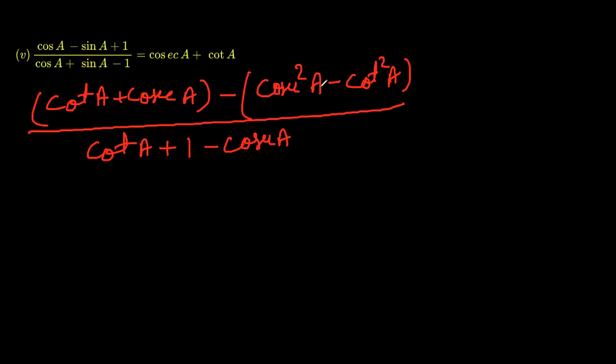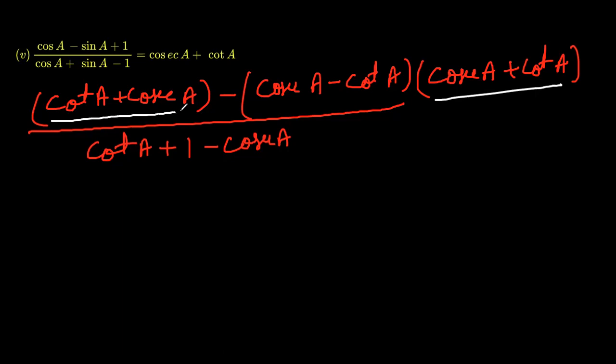Now we are going to factorize this. In place of cosec square A minus cot square A, we are going to write cosec A minus cot A, and one more factor, which is cosec A plus cot A. Look, since addition is commutative, that means this term over here, cosec A plus cot A, and this term is same. So this is a common factor in the numerator. So we are going to take that common. So what are we going to take common? Cot A plus cosec of A.